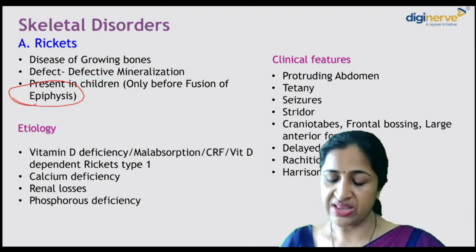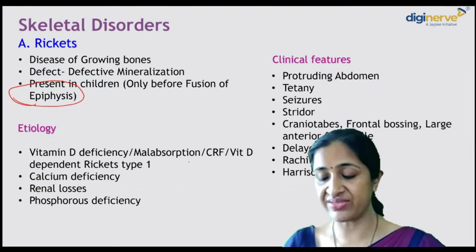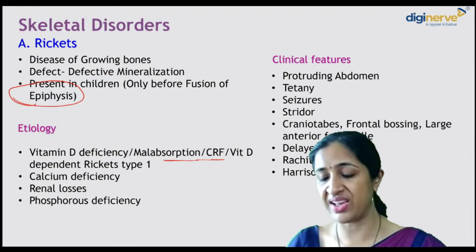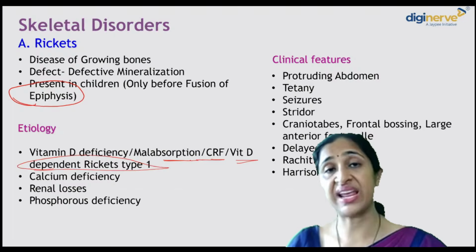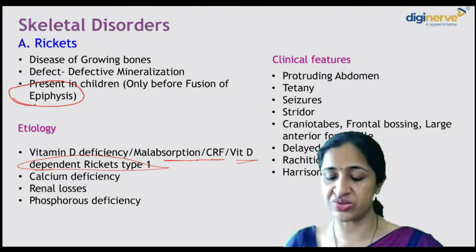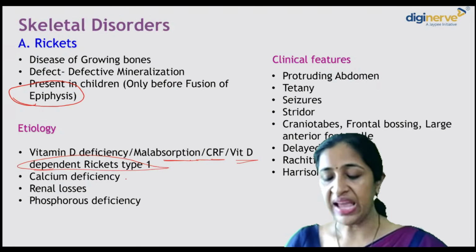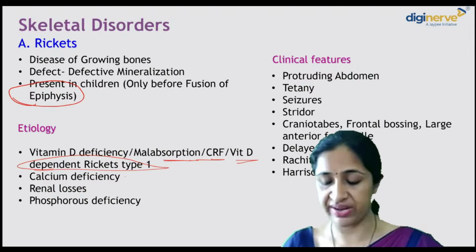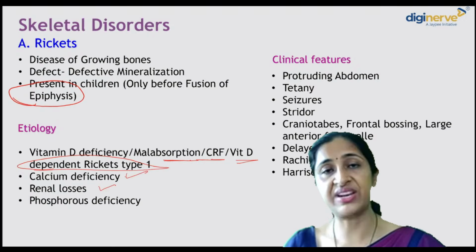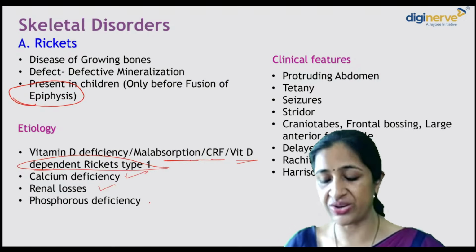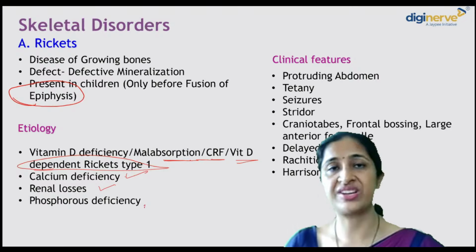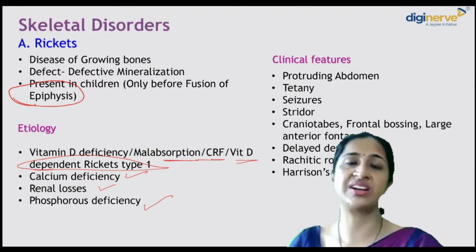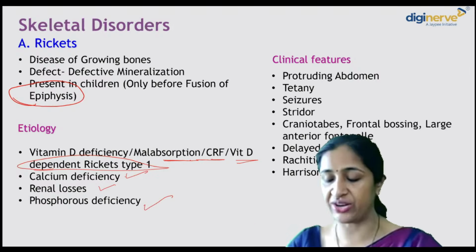The vitamin D deficiency rickets can occur with malnutrition, CRF, and there is a type of vitamin D resistant rickets also. That is hypophosphatemic rickets, X-linked hypophosphatemic rickets. Calcium deficiency, loss in the kidney, chronic kidney disease, phosphorus deficiency, all these are other conditions which can present with rickets kind of features.